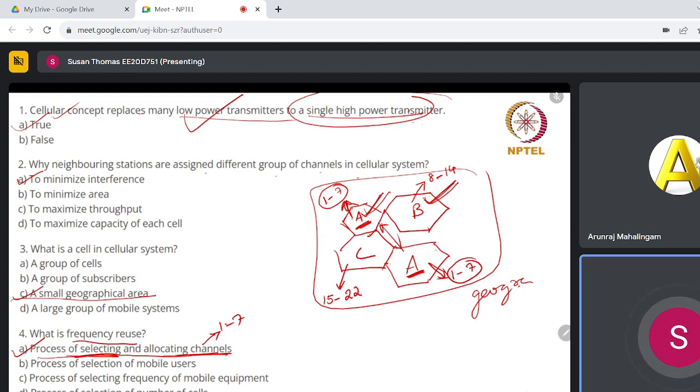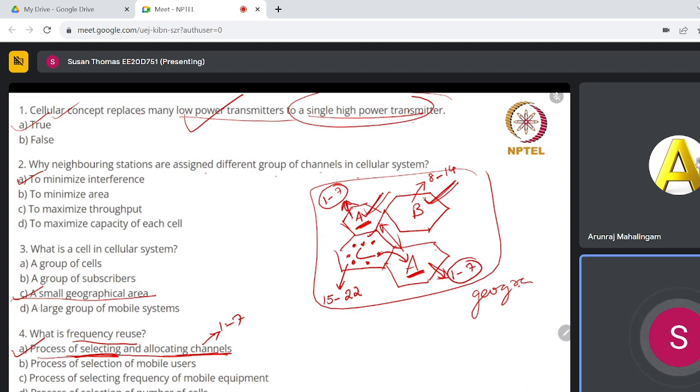What do you mean by mobile users? Mobile users are somebody who uses the same cell. Suppose when I say mobile user selection, all these mobile users will have the same cell giving them the access. When they are moving to another cell, then they will have a different base station connectivity.